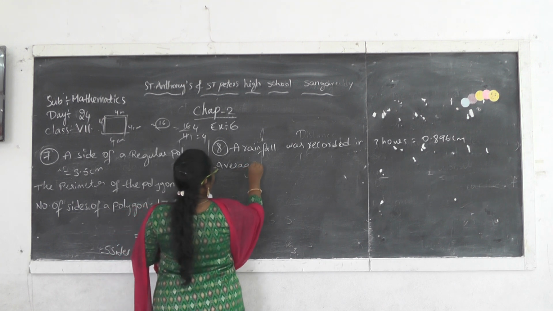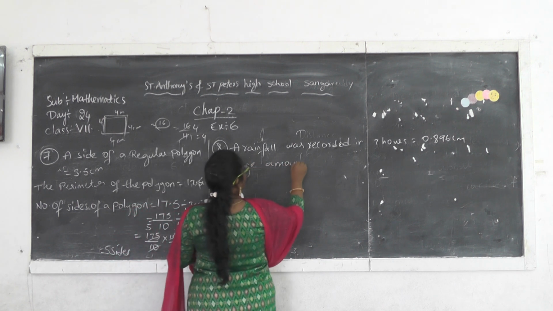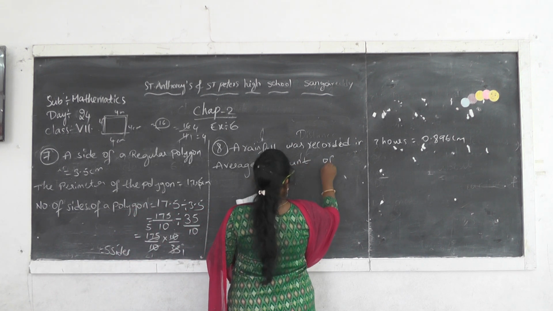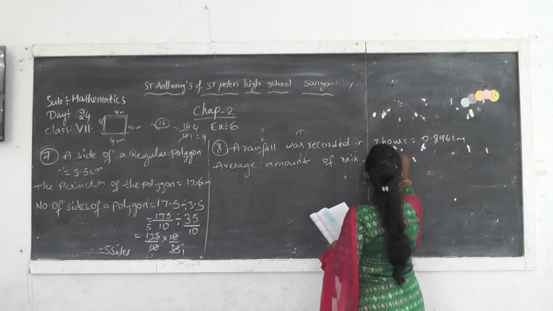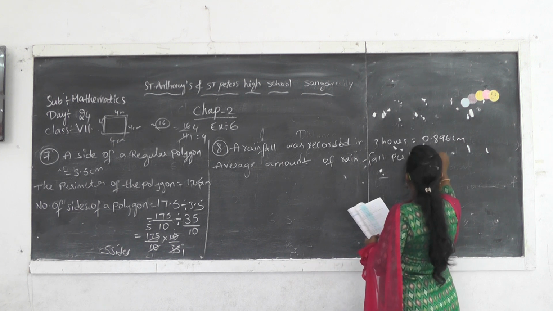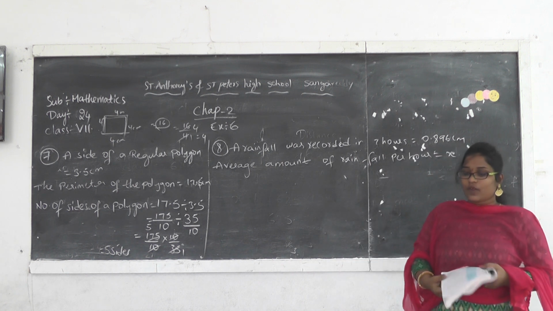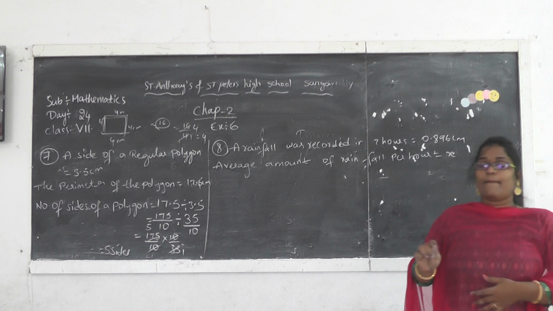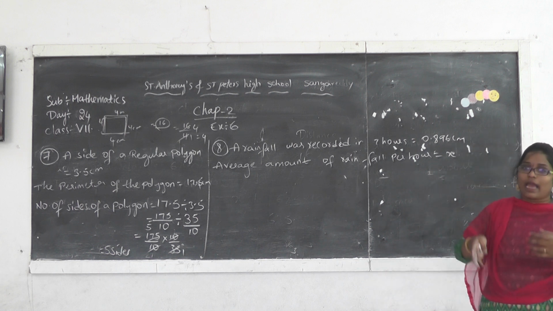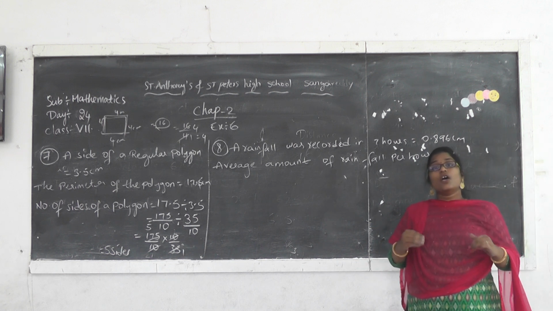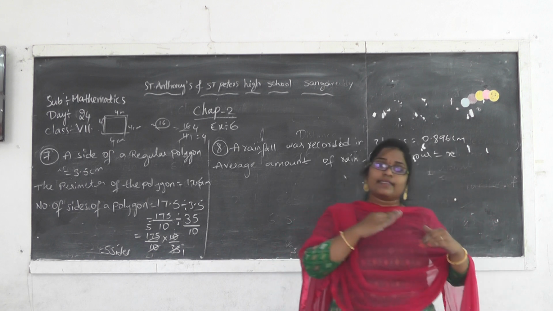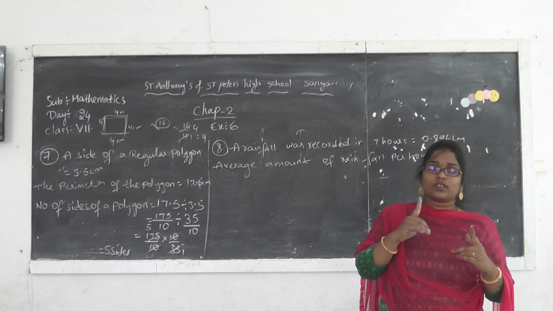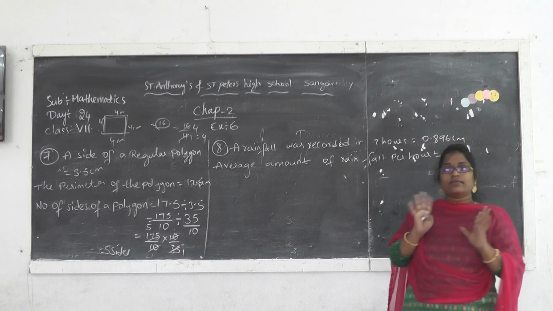The average amount of rainfall per hour equals x, which we don't know, so we have to find it. Look here. For example, they give 2 kgs of mangoes for 60 rupees. What is the cost of 1 kg of mango? What will you do? You divide 60 by 2. Then you will get the cost of 1 kg of mango. It is nothing but 30 rupees.